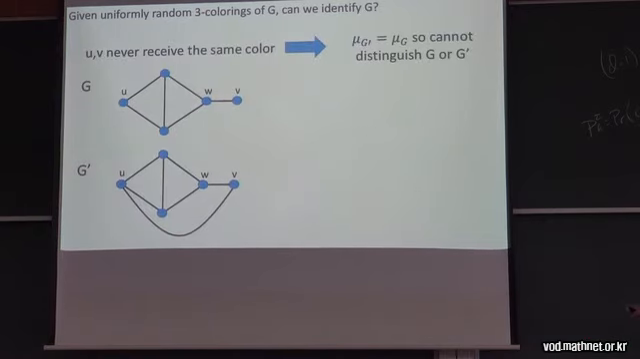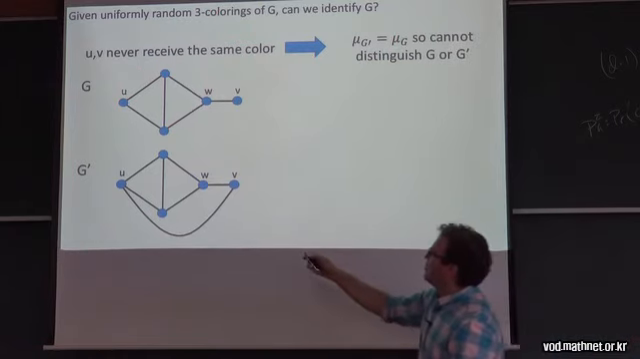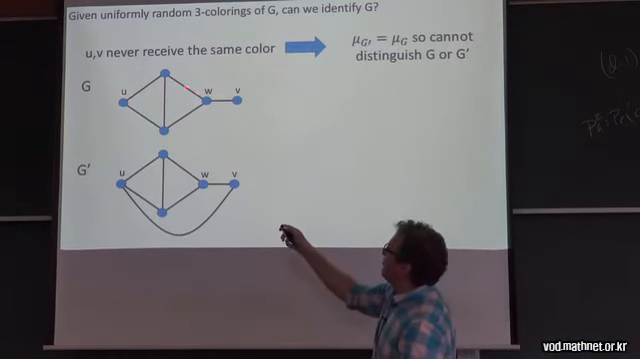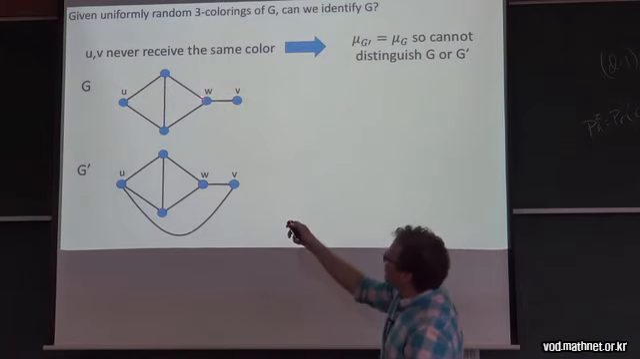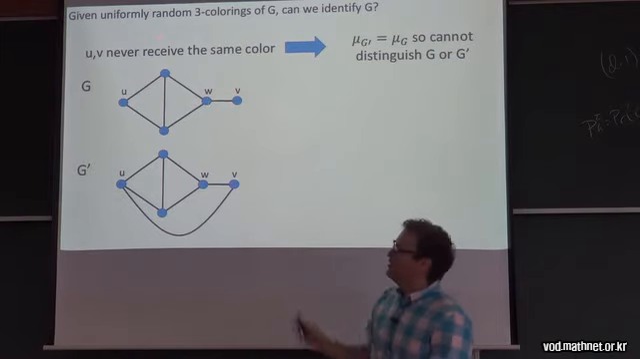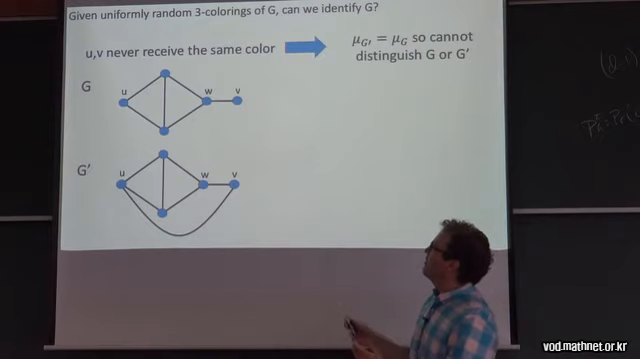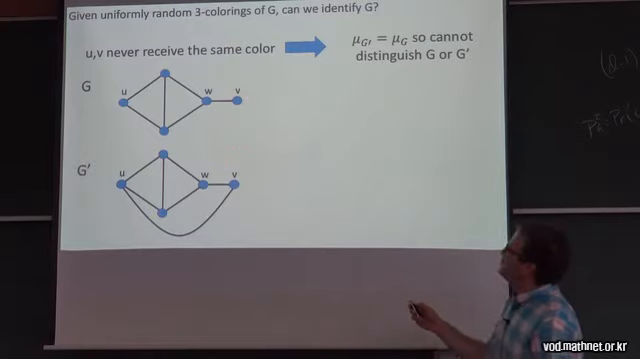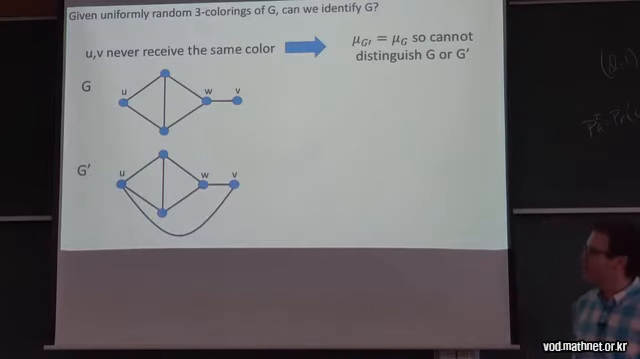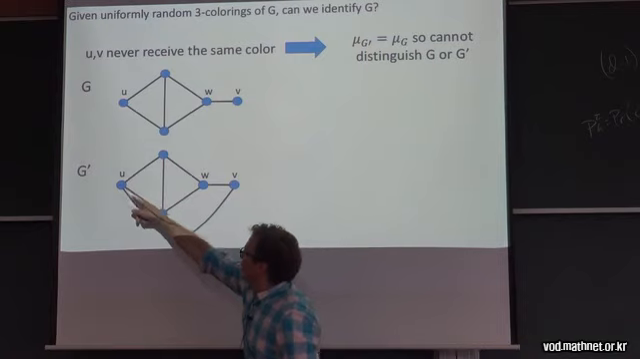Well, first off, you can force it so that u and v get different colors. Here's this graph. I've got 3 colors. What I'm going to do is make u and w always get the same color. Therefore, v gets a different color than w. Therefore, u and v never receive the same color.